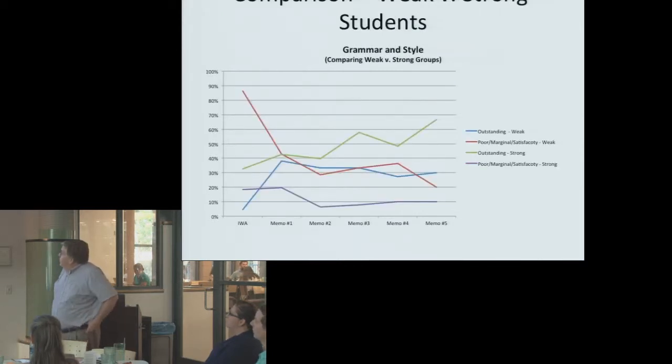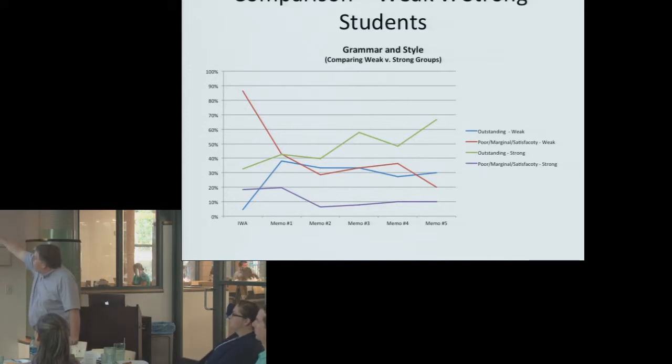Here's another comparison where I just put them together. I had too many lines on this, so I just put the bottom and the top together, right? I've got the outstanding for both groups and the weak, or the poor marginal, for both groups. The ones that have weak are the bottom, whatever it was, less than 70%. So that would be the red and the purple line. The blue and the green are the ones that are doing well.